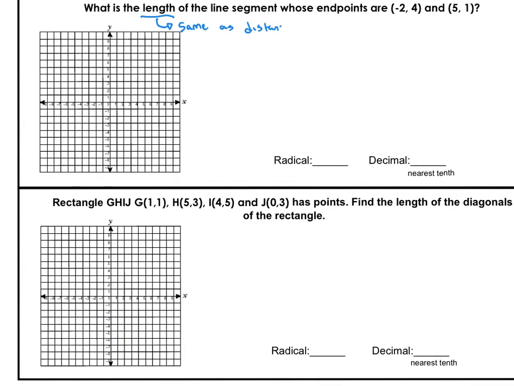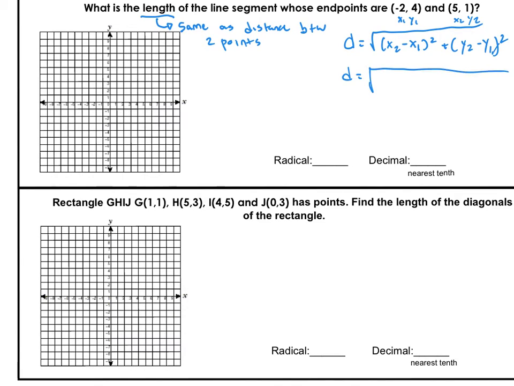To find the length of something, it's the same as finding the distance between 2 points, okay? So if we're looking for the length, we know it's the distance formula. So what we're going to do is write out our distance formula. Distance is equal to the square root, and please include the square root, of x2 minus x1 squared plus y2 minus y1 squared. All right, we got our points, x1, y1, x2, y2. And let's start plugging in, okay?